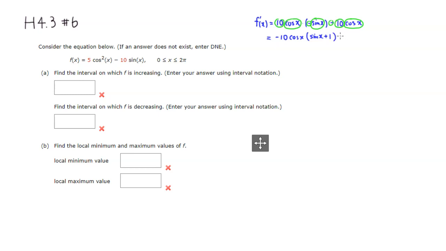So we set this equal to 0. Then we can see that either cosine of x is equal to 0, or we can let this factor equal to 0, which means sine of x is equal to negative 1. Since x is between 0 and 2 pi, we can just use a unit circle.